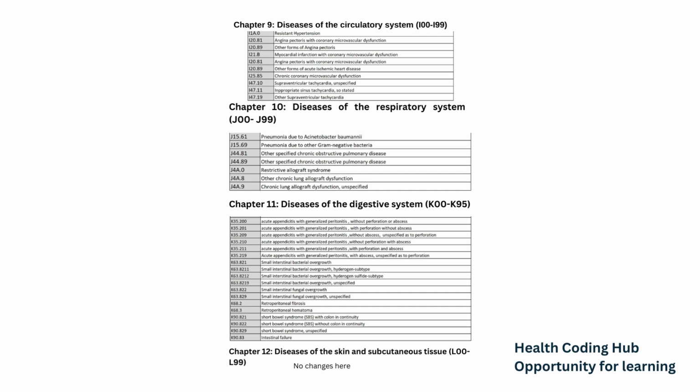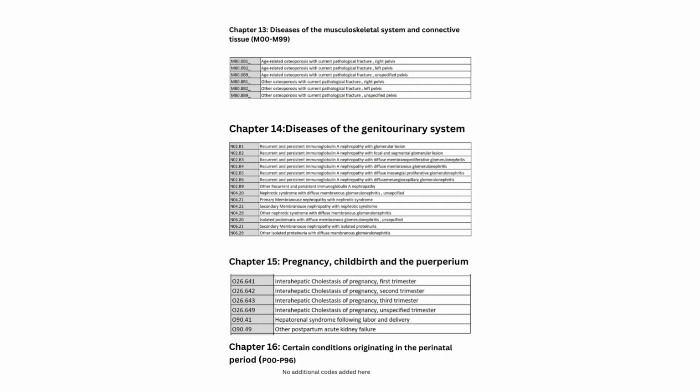In addition, we have added some retroperitoneal codes like retroperitoneal hematoma and retroperitoneal fibrosis. Lastly, we have introduced new codes for short bowel syndrome with or without colon in continuity, unspecified, and one code for the intestinal failure. Chapter 12. Chapter 12 remains unchanged, meaning we don't have any addition or deletion here.